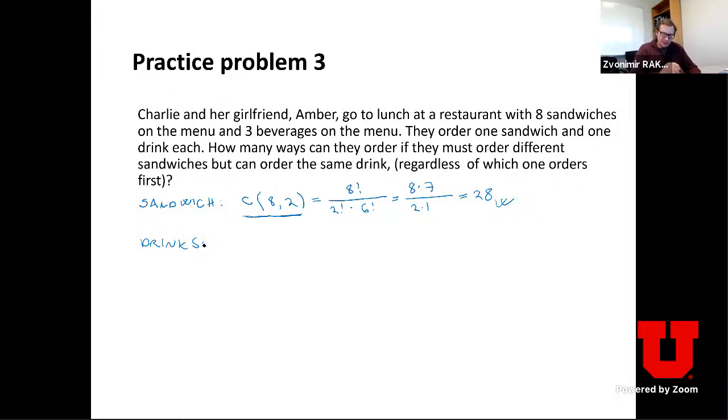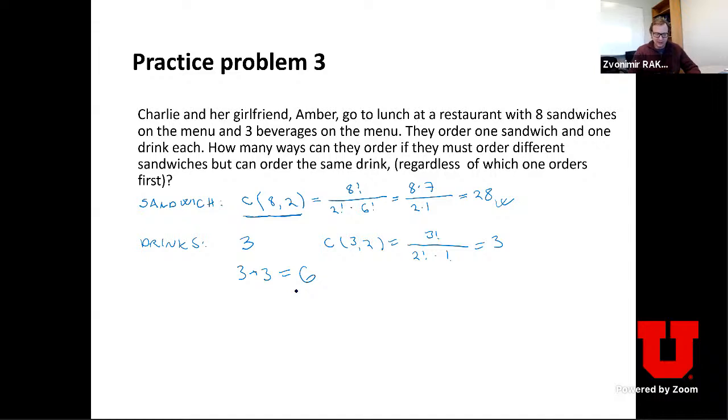Okay, so when it comes to drinks, we have two possibilities here. So they either order the same drink or they order a different drink. If they order the same drink, there are 3 different ways of doing that because we have 3 drinks. And if they order a different drink, then that's the same as what we did for sandwiches. We have choose 3, 2, which is equal to 3 factorial divided by 2 factorial times 1 factorial, which is equal to 3. And now for drinks, these are two distinct sets, and so we apply the rule of sums. So for drinks, we have 3 plus 3, which is equal to 6 different ways of choosing them.